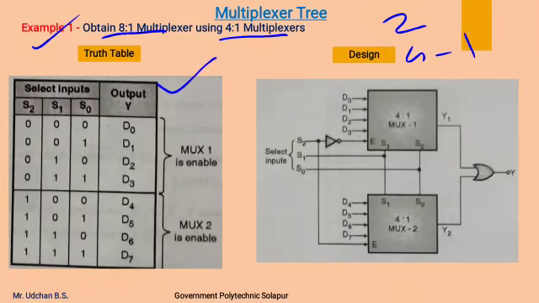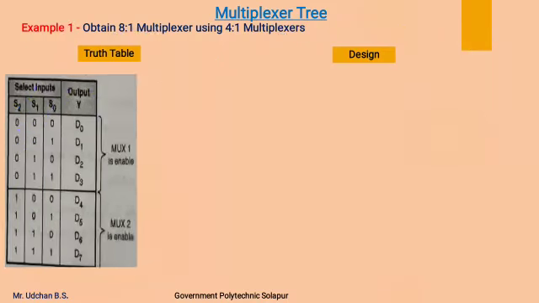This is the truth table of the 8:1 multiplexer, which consists of 3 select lines S2, S1, S0. Depending on the status of the select lines, any one of the inputs gets selected and appears over the output, which we already studied. Now we are going to use this truth table while designing the 8:1 multiplexer. This is our design. I will tell you how this design came into picture.